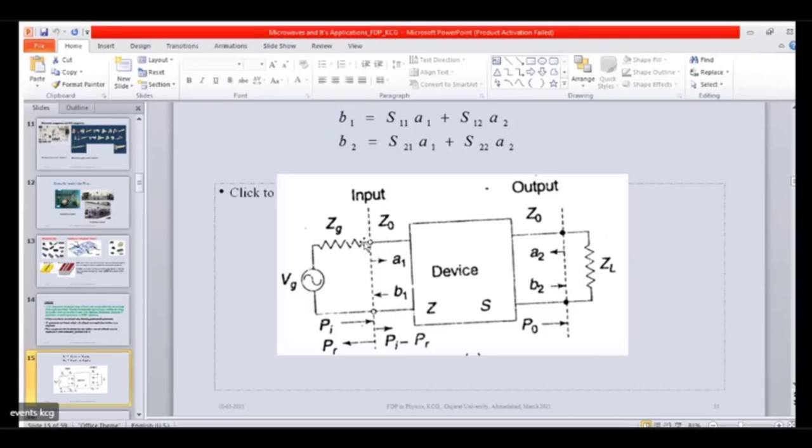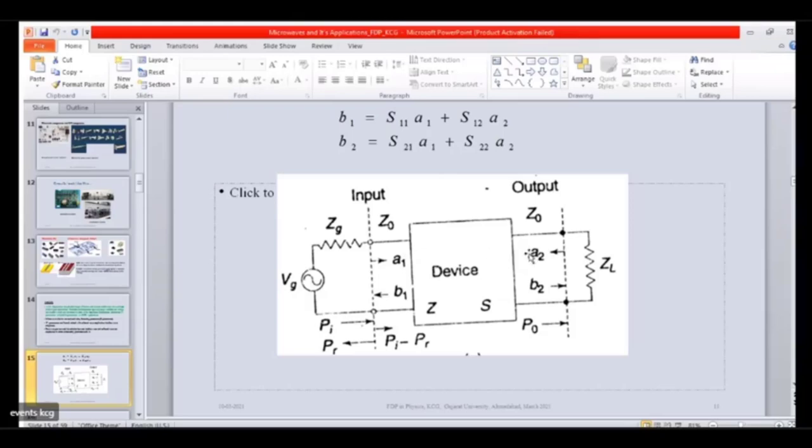Here we have the incident wave at the input port. We have the incident wave, right, represented by A1. And similarly, at the output port, we have the incident wave represented by A2. And the reflected wave at the input port is B1. And here it is B2. Outgoing wave at the output port is B2. Okay? Right? So these wave properties are measurable. Right? And not the current and voltage like in the low frequency circuits.